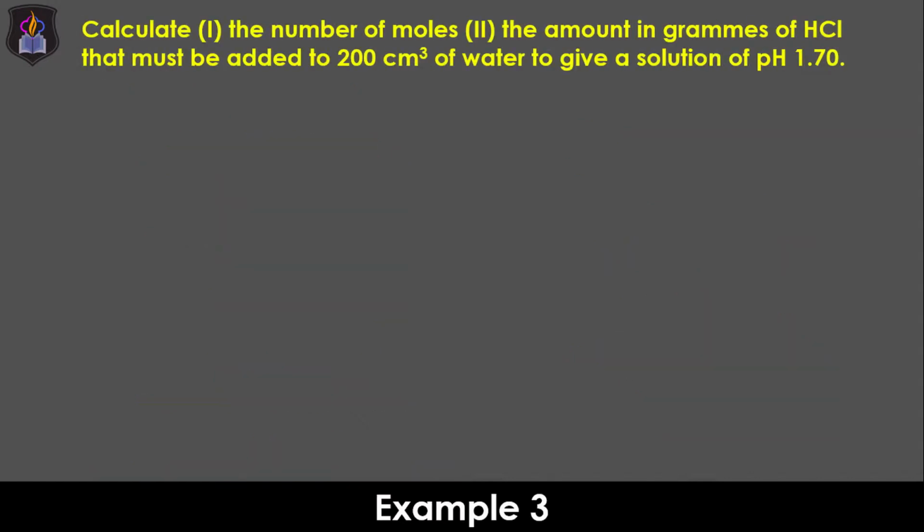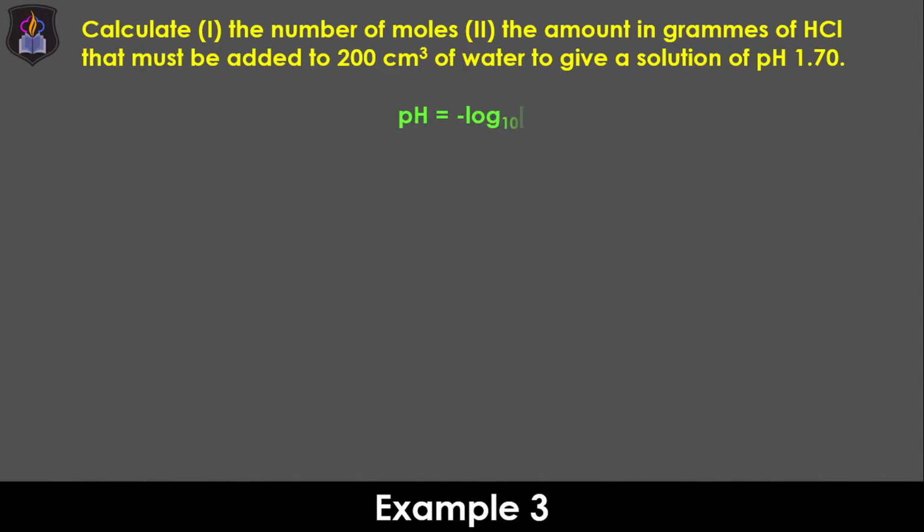Example 3. Calculate 1. The number of moles, 2. The amount in grams of HCl that must be added to 200 cm3 of water to give a solution of pH 1.70. To calculate the number of moles, we must first calculate the hydrogen ions concentration from the pH. This will give us the concentration of the solution.